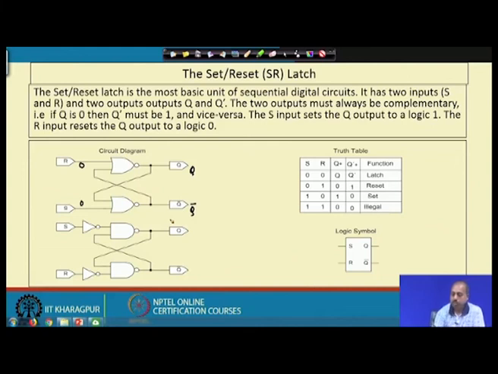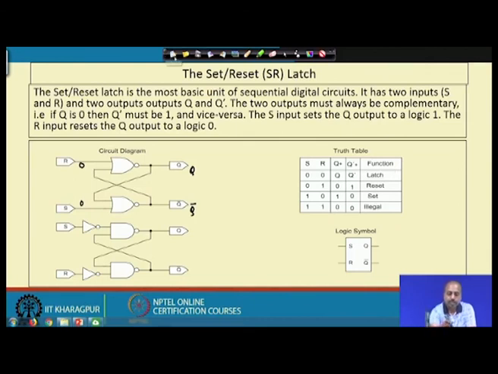If you look into this truth table, there is Q plus and Q plus dash. Q plus means the value of Q at the next time unit, and Q dash plus means the value of Q dash at the next time unit. If you give S and R as 0 0, then Q plus remains at Q and Q dash plus remains at Q dash, that is, whatever value it had previously remains there.